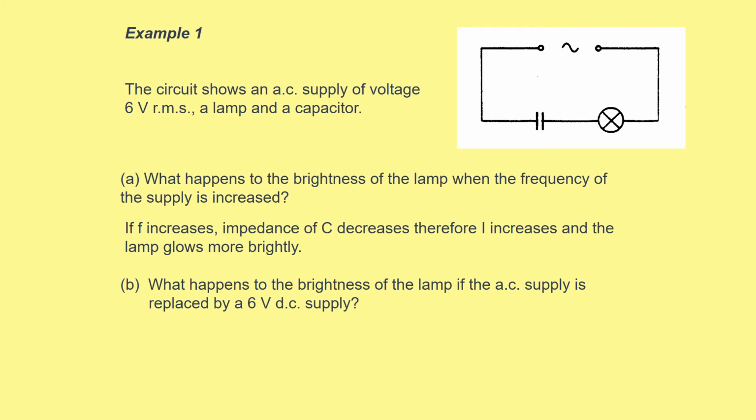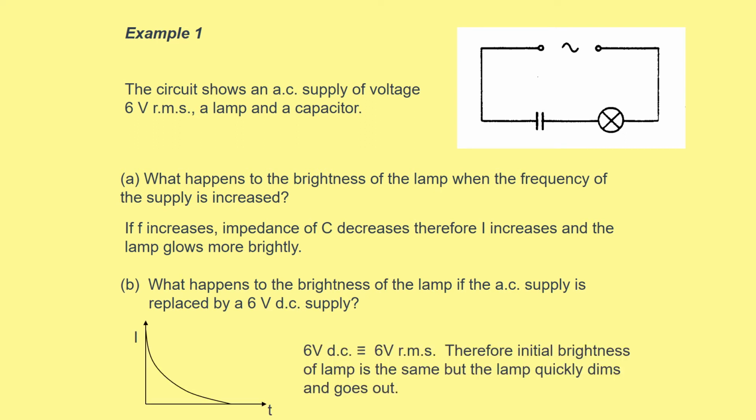Part B, what happens to the brightness of the lamp if the AC supply is replaced by a 6 volt DC supply? Well, a DC supply means that we've only got one direction of the flow of current. So the capacitor is not going to continually charge and discharge. 6 volts DC is equivalent to 6 volts RMS, and so the initial brightness of the lamp is going to be the same, but the lamp will quickly dim and then go out.